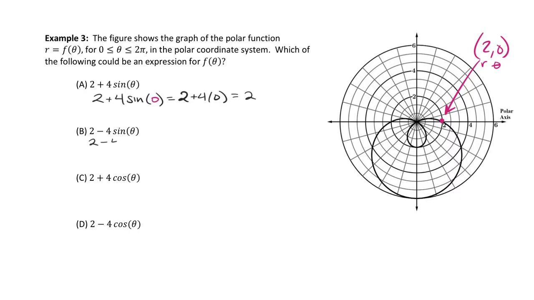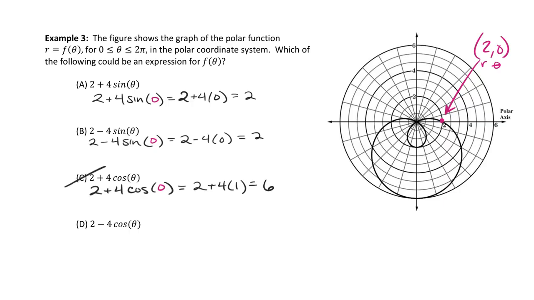We repeat the same process here, plugging in the angle 0 for the second answer choice. This would be 2 minus 4 times 0, which still gives you 2. For the third one, 2 plus 4 times the cosine of 0. What is the cosine of 0? 1. So then we're doing 2 plus 4 times 1. 4 times 1 is 4, plus 2 is 6. Don't want 6 there, so I'm going to get rid of that one.